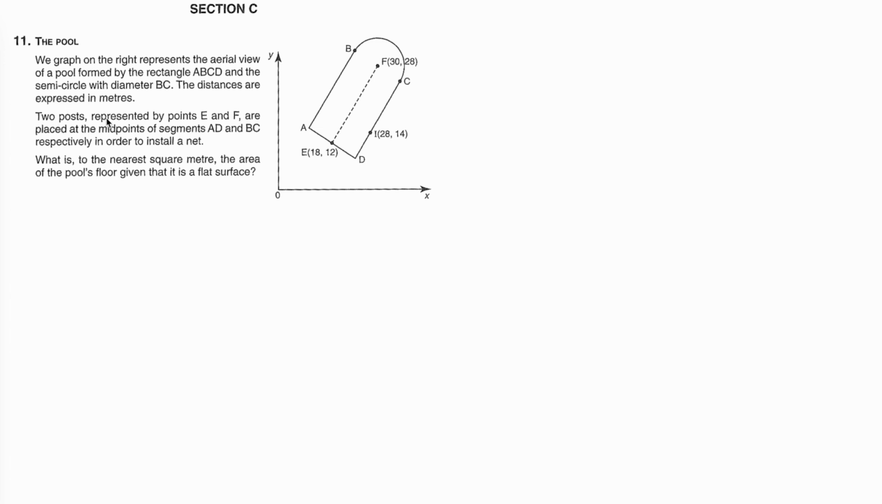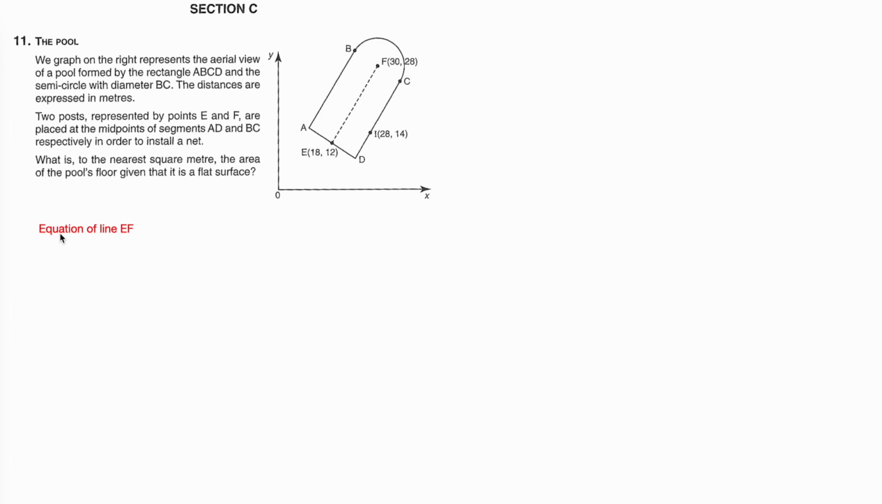Two posts, represented by E and F, are placed at the midpoints of segments AD and BC, halfway along AD, halfway along BC, respectively, in order to install a net. What is, to the nearest square meter, the area of the pool's floor, given that it is a flat surface?